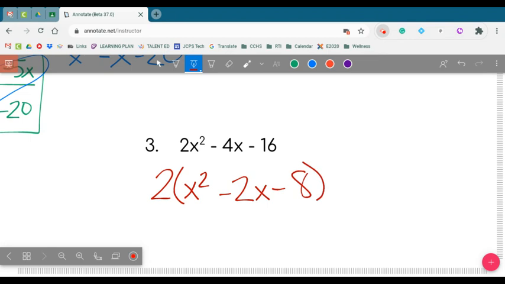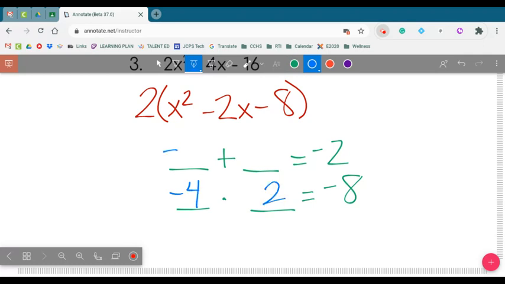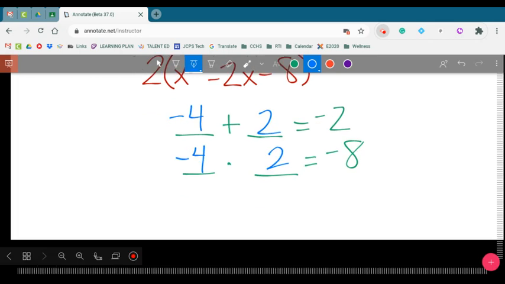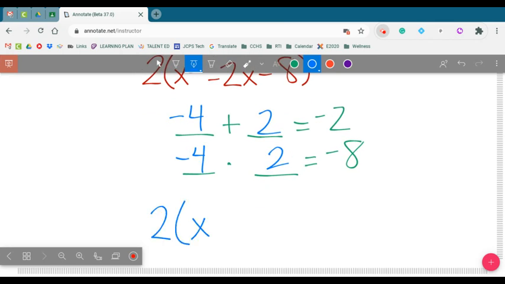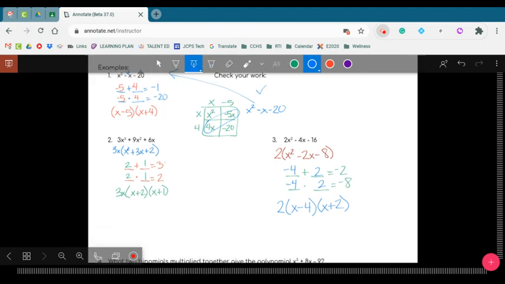So then you're going to factor. What plus what equals negative 2? And what times what equals negative 8? So you can do 8 and 1 or 2 and 4. It'd have to be 2 and 4. And that 4 is going to have to be negative because you want to get a negative 2. So you're going to have 2 times x minus 4, x plus 2. That would be my factored answer. Okay, let me know if you have any questions over either of those two.